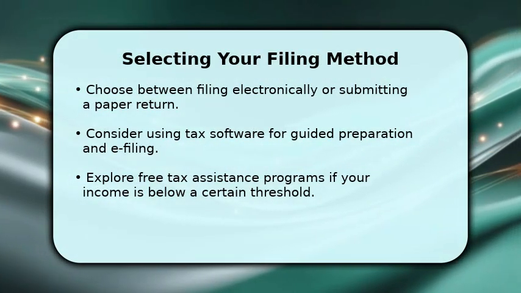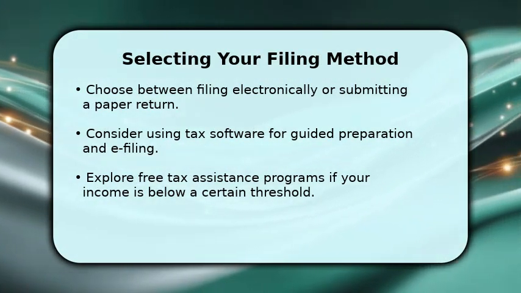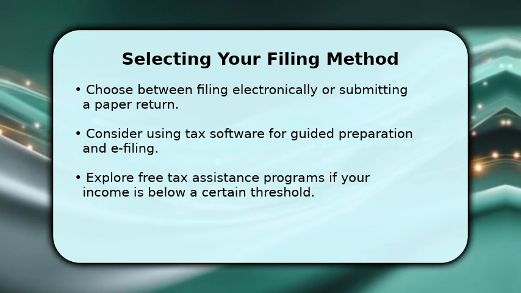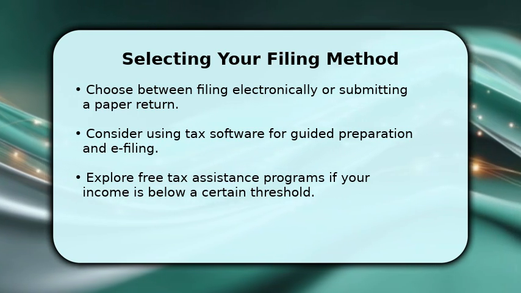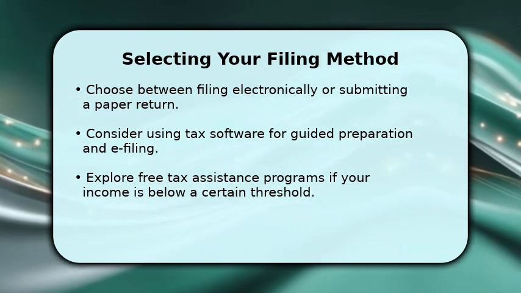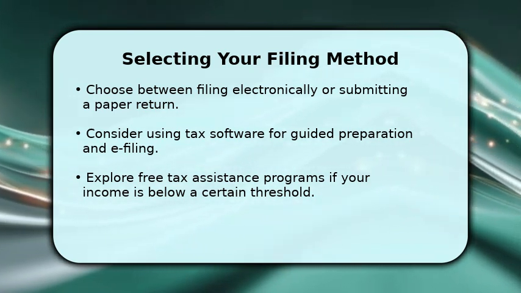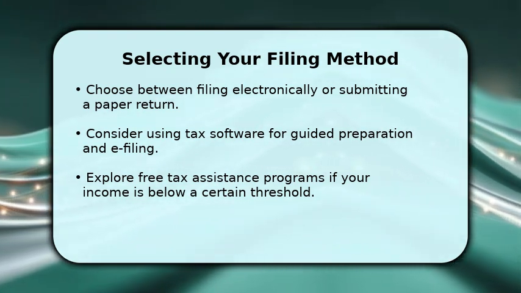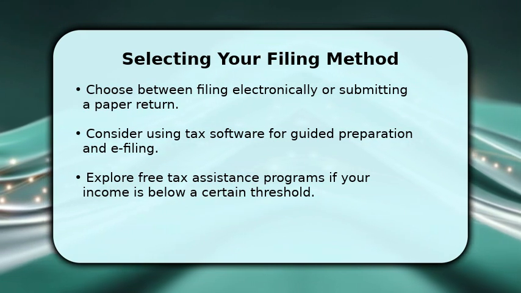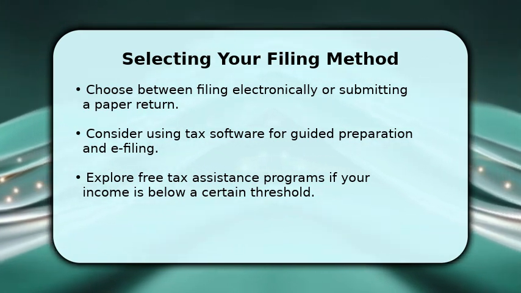Next, decide how you'll file. You can choose to file electronically, which is often faster and more accurate, or submit a paper return by mail. Many people use tax software, which guides you through each step and helps identify potential deductions. If your income is below a specific amount, you might qualify for free tax preparation services, saving you money.